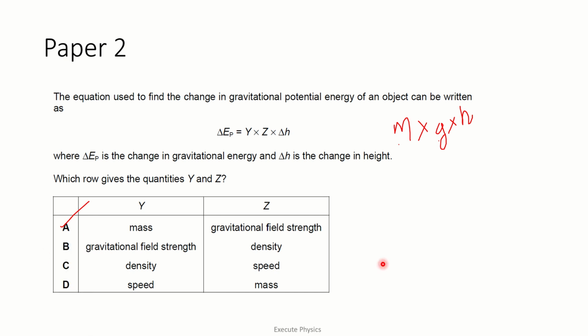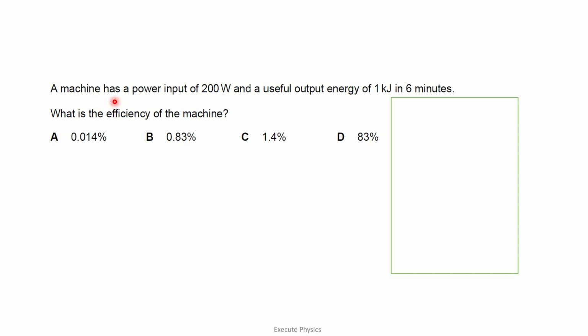Next question. A machine has a power input of 200 watt and a useful output energy of 1 kilojoule in 6 minutes. What is the efficiency of the machine? So you have a machine which takes in a particular amount of power, which is 200 watt, and that machine delivers an output power. You are asked to find out the efficiency, but the given value is output energy. So our first job is to find out the output power delivered.